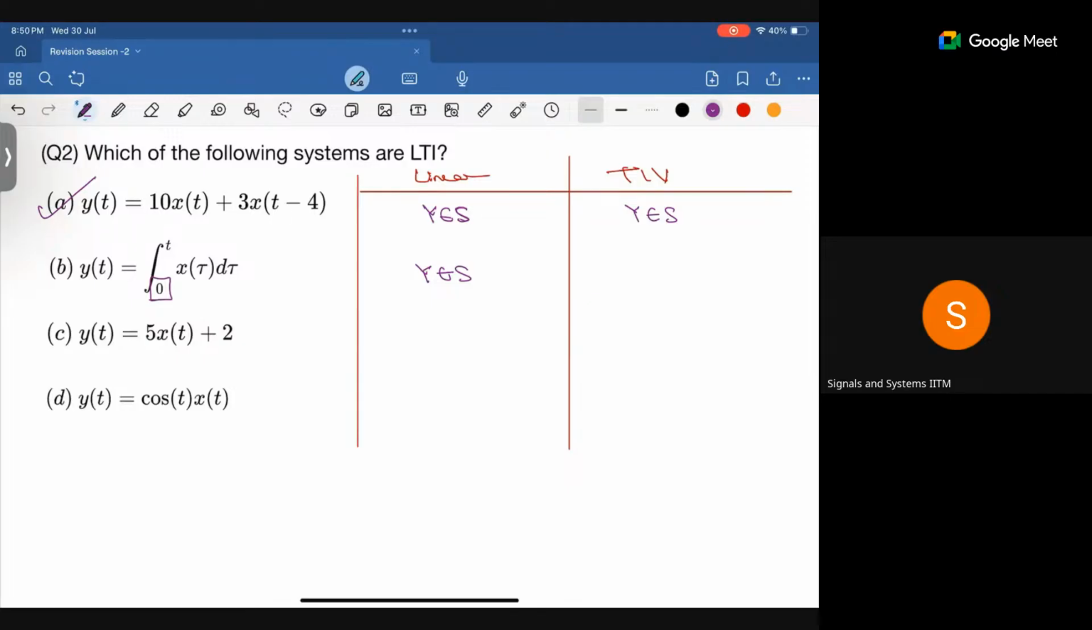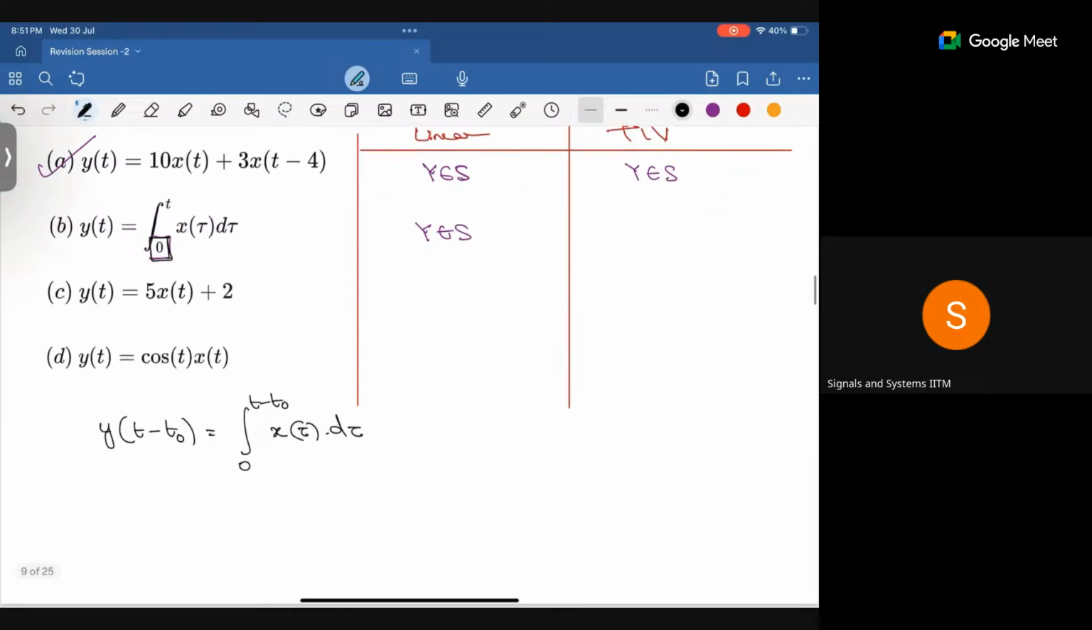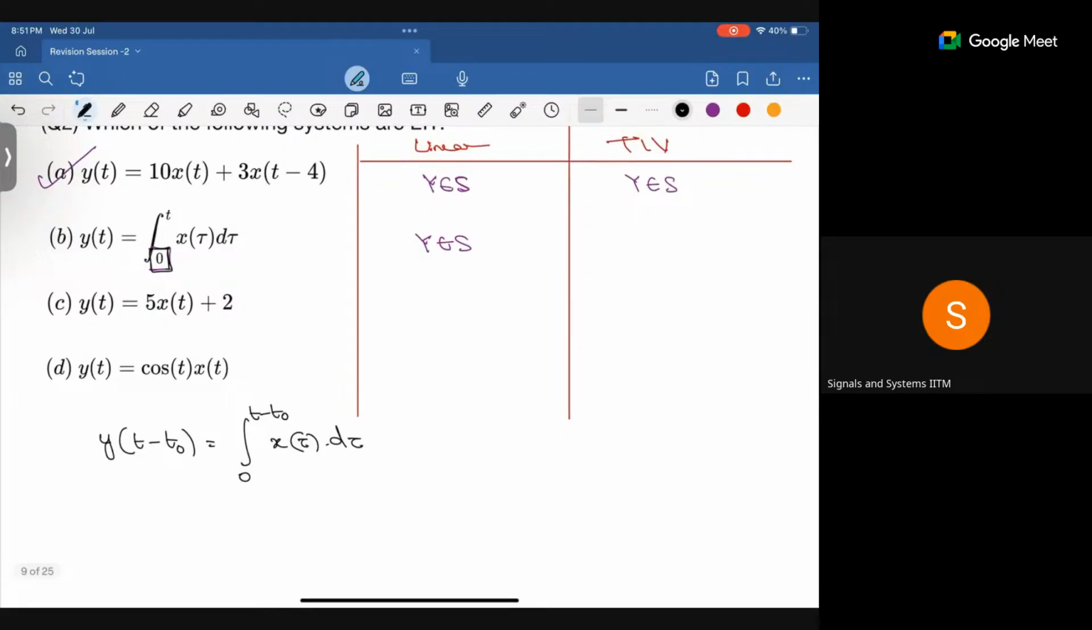So earlier, whatever the integrals that we discussed were starting from minus infinity to t. Right now, it is starting from 0. So now if I have to check this, let's say this is y of t. Now the delayed one will be the integral from 0 to t minus t naught of x tau d tau. So this is the delayed output. If I delay the output, this is what I will get.